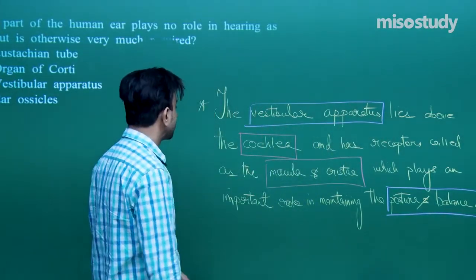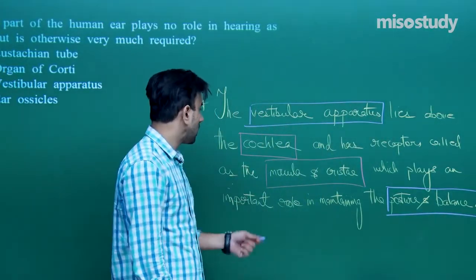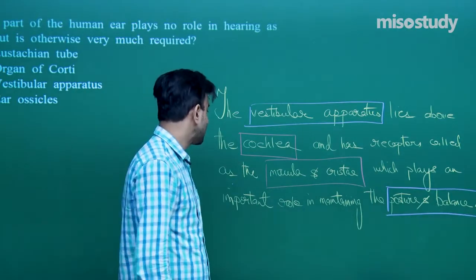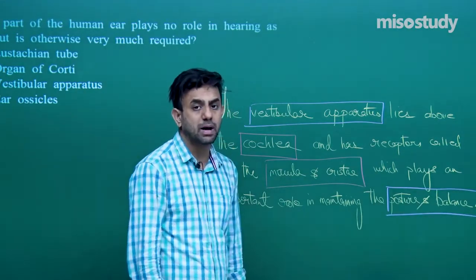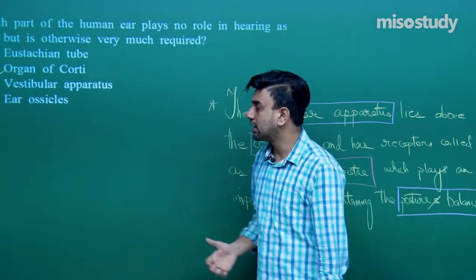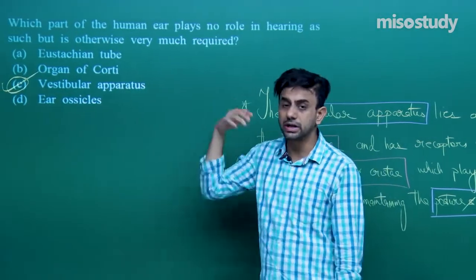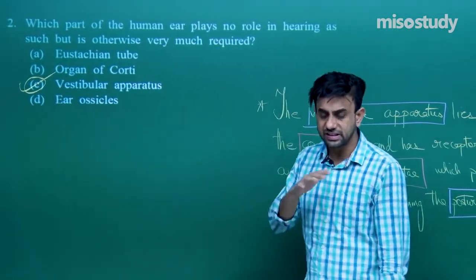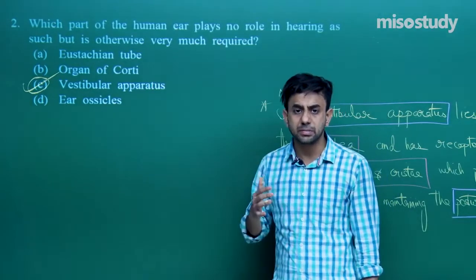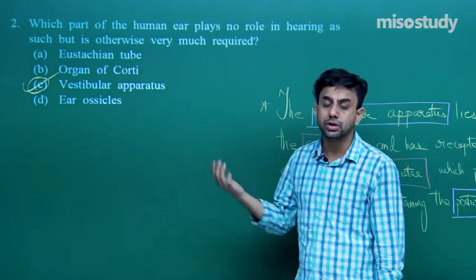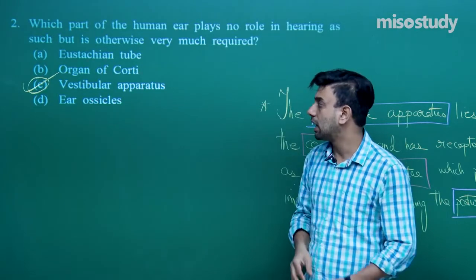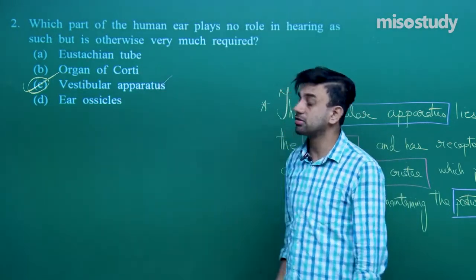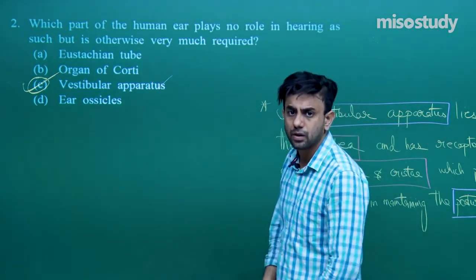The vestibular apparatus lies above the cochlea and has receptors called the macula and cristae, which play a very important role in maintaining the posture and balance. Hence, we see that it is not as such involved in hearing, but it senses the gravity, and maintains the equilibrium, the posture and the balance of the body, and that is why this vestibular apparatus is also very important.